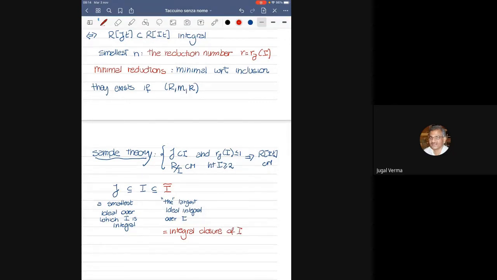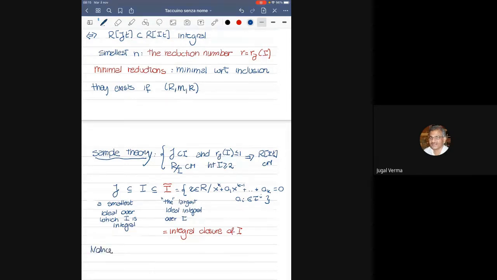Obviously, you could define it just using the definition of integrality I gave above, but you can also define it component-wise. I mean, in terms of elements, you can say that it is the set of all x in R that satisfy a monic equation with coefficients a_i in the i-th power of I, sum over k equals 0. So this ideal is unique, but J, unfortunately, minimal reductions are not unique.